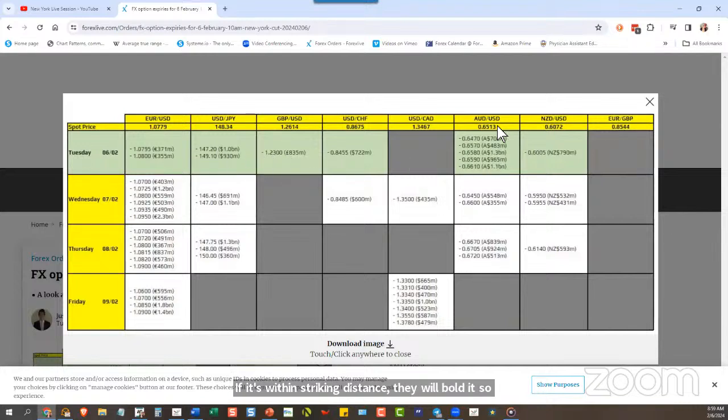These are the option contracts, but none of them are in play today because we're not close enough to any number here. But we'll look at it tomorrow and see, maybe we'll have one tomorrow that's in play. You'll see it'll be bold instead of just plain old text. I hope that answers it.